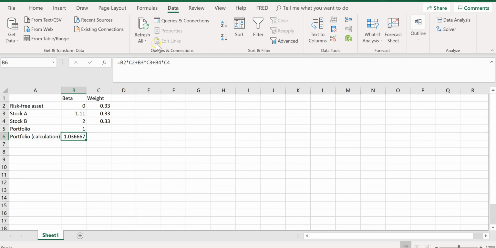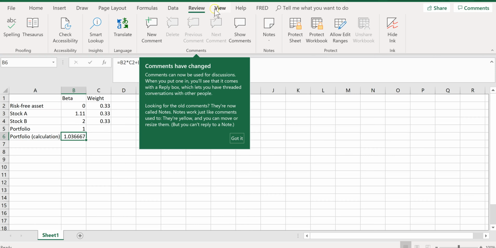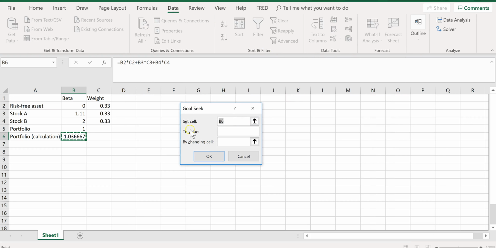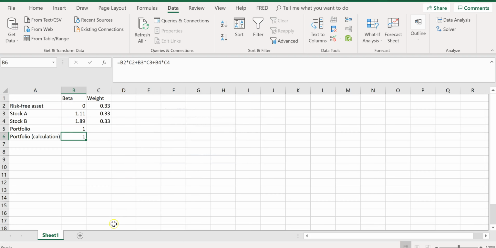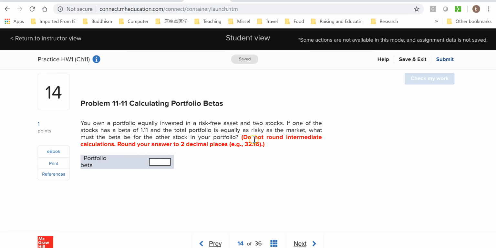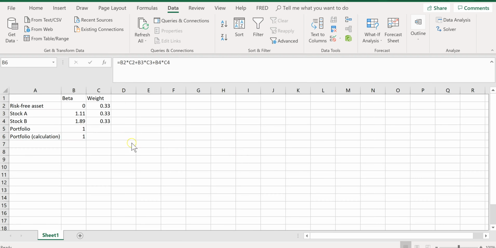I need to save that. So B6 equals, and by changing this, okay, all right. Then we need to be mindful about the format requirement. Do not round intermediate calculations. By using Excel, we automatically met this requirement. Round your answer to 2 decimal places, and that's exactly what we have, 1.89.